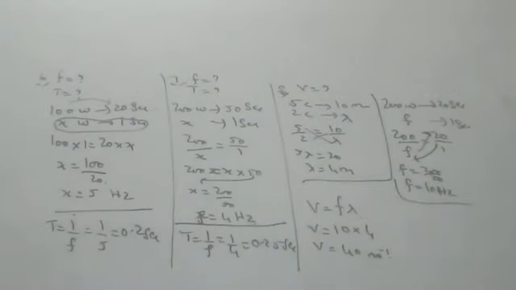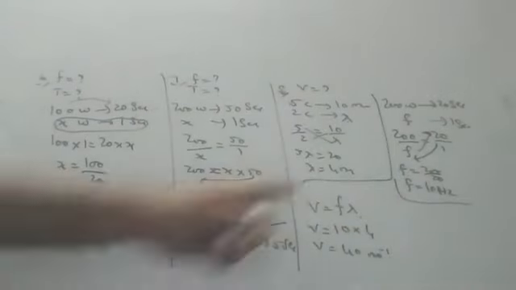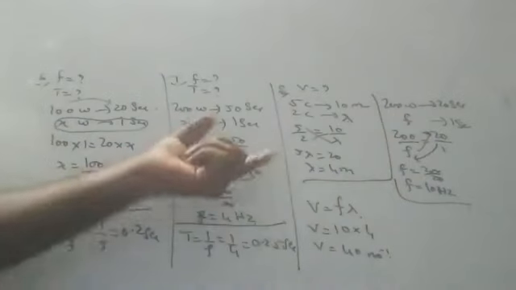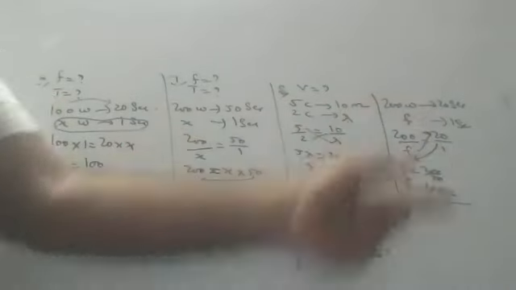Like this we will do. Nothing is given directly, children. Both are given indirectly. You should be in a position to do. After listening to so many sums, you should be in a position to analyze.